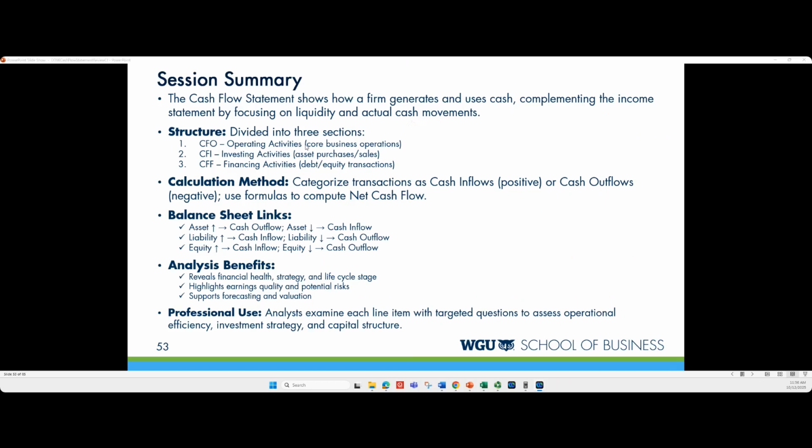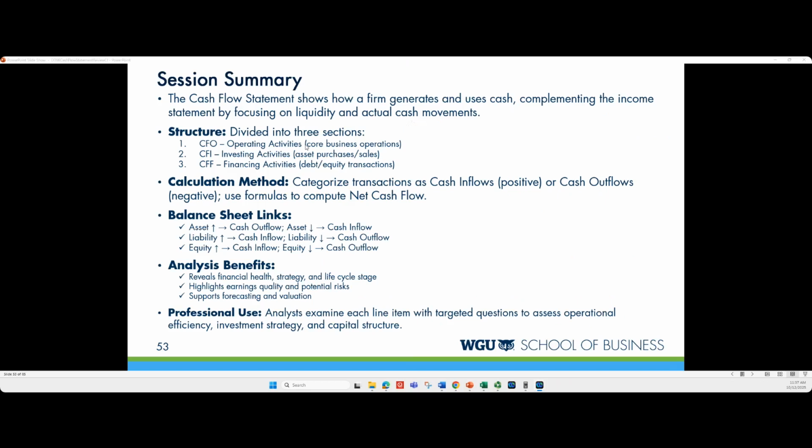We reviewed a calculation method for the cash flow statement sections. We're using the cash inflow, cash outflow method. This allows us to compute net cash flows for each section. Another important consideration is our balance sheet links and how they impact cash. And we talked about our relationships between changes in asset, liability, and equity accounts and how they impact cash.